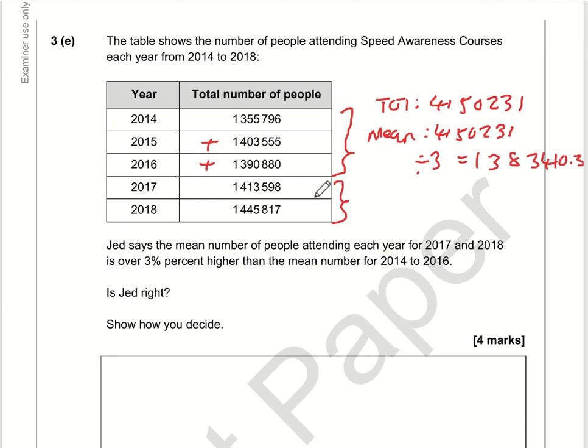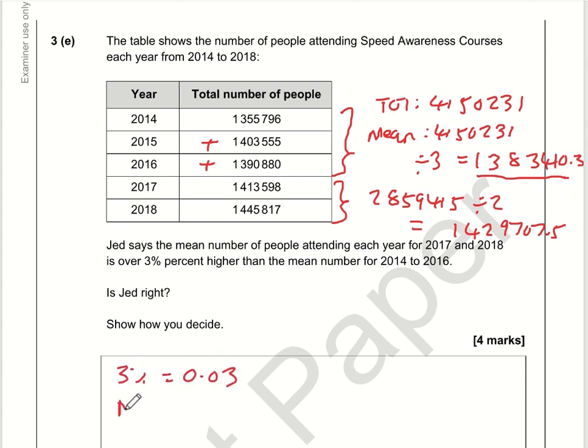If we add these two together, we get a total of 2859,415, and if I divide that by 2, I've got a mean of 1429707.5. Okay, so is this 3% higher than this value here? Well, what I'm going to do is increase this value by 3%. Now 3%, the multiplier is 0.03, but for a 3% increase, I add 1 to that number, 1.03.